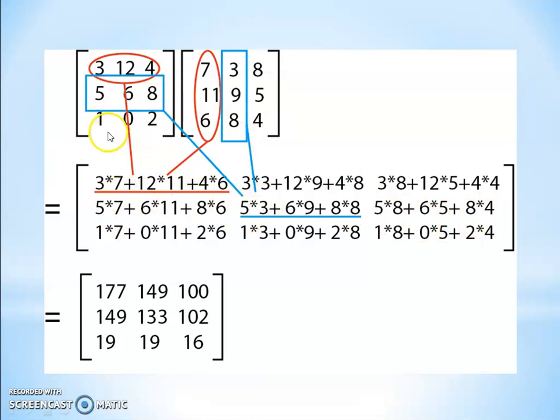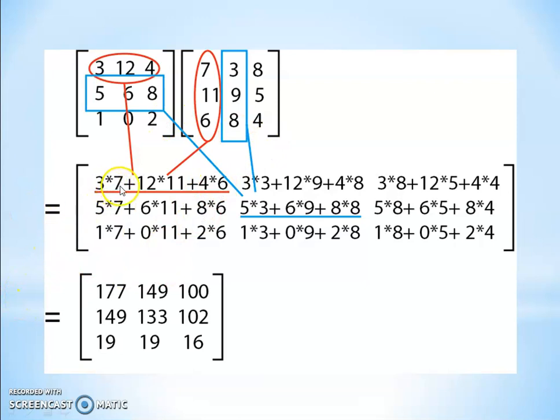Now last but not least, the last row of matrix 1 multiplies each column of the second matrix. 1 into 7 plus 0 into 11 plus 2 into 6. Now, last row, second column, 1 into 3 plus 0 into 9 plus 2 into 8. Now, last row, last column, 1 into 8 plus 0 into 5 plus 2 into 4. So, we take the multiplication here.